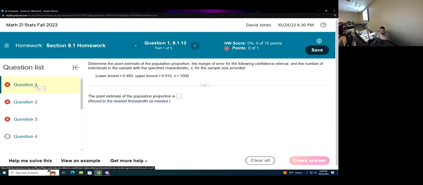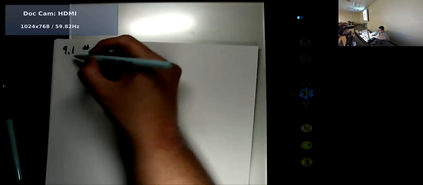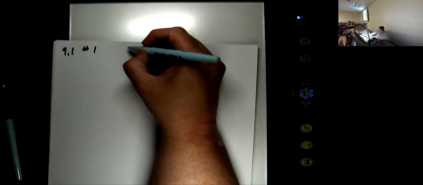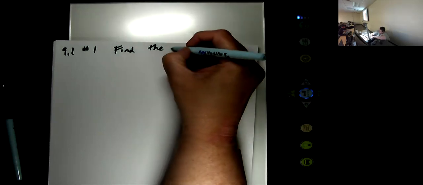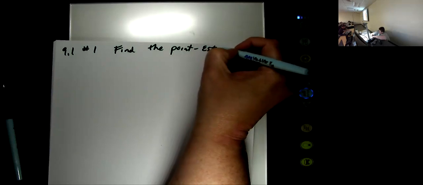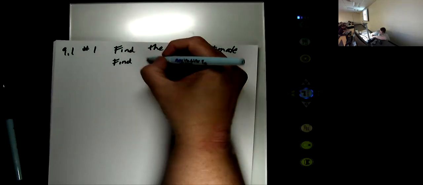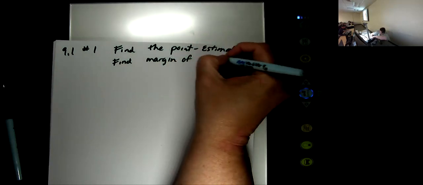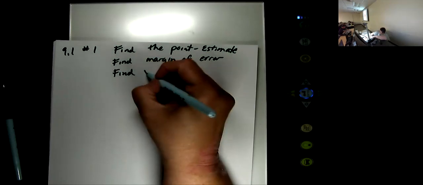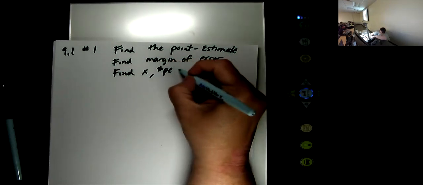Number 1, this is 9.1. Determine the point estimate of the population proportion, the margin of error for the following confidence interval, and the number of individuals in the sample with the specified characteristic X for the sample size provided. It says round to the nearest thousandth. So it says find the point estimate, find the margin of error, and find X, the number of people with the trait.